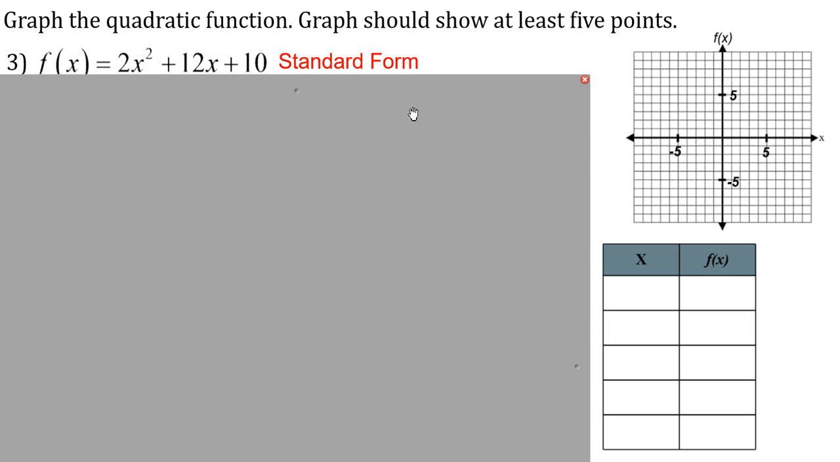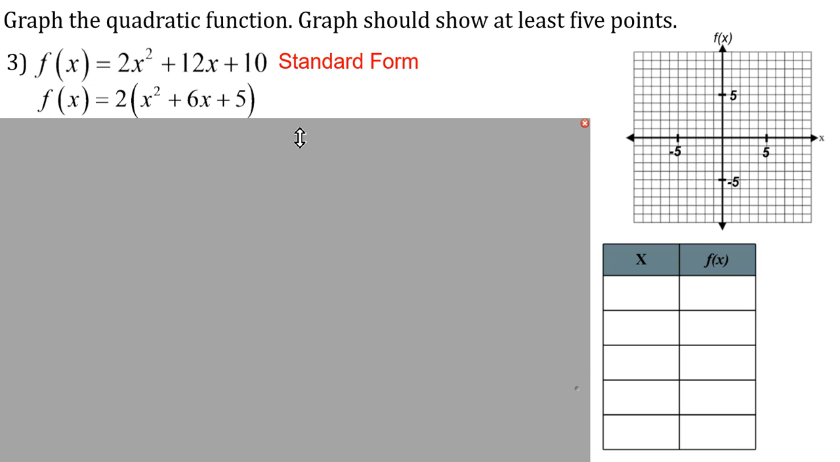Well, factoring should be just like we did before with expressions. Same idea if it's an equation. Just ignore the f of x equals. Does a greatest common factor exist? If you look at your terms, you can see there's a greatest common factor of 2. So if we divide that out, what are we left with? We've got x squared plus 6x plus 5.